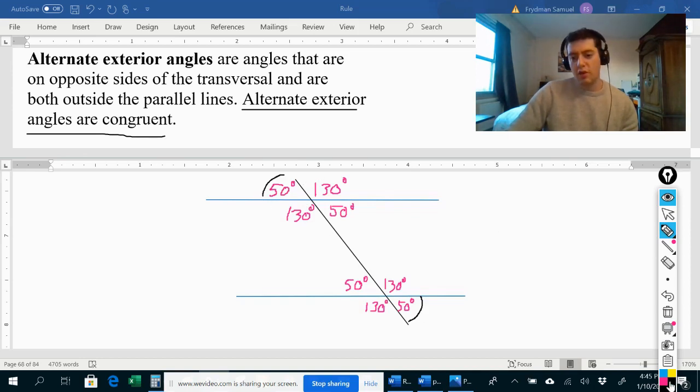All right, so they are congruent, as you can see over here, right? These two also. I don't always have to start on the left here, I could start with this one. These would also be alternate exterior angles, and you can see that these are also congruent. They're also equal to each other.